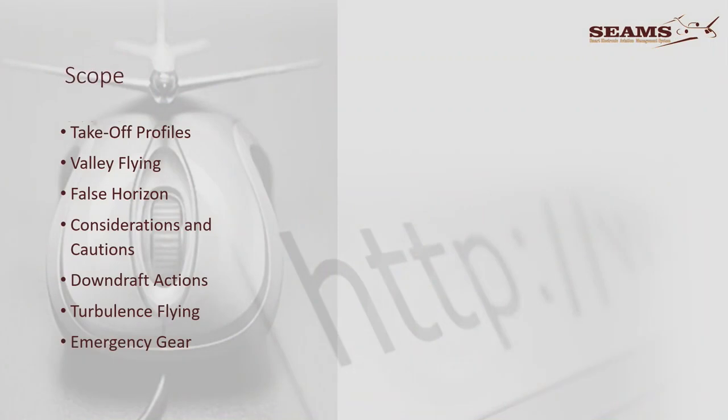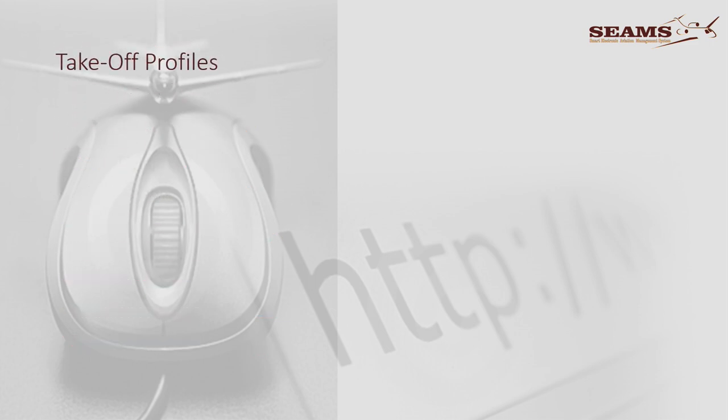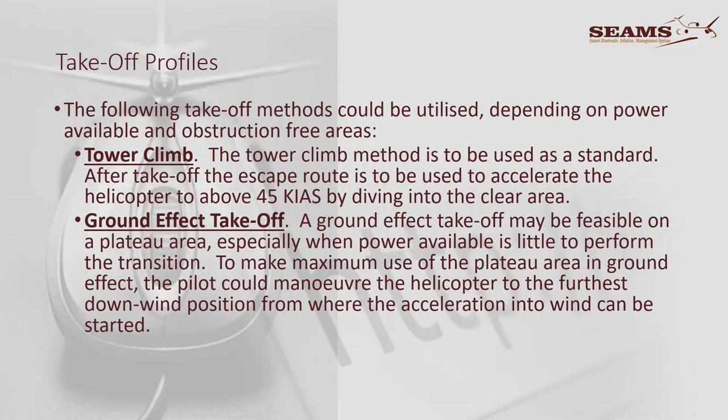Oh my goodness, here we go now with takeoffs, because we've done the landings, but we also got to do this. This looks like a little bit of a longer one, so let's just sit tight. There's a little bit of valley flying. We're going to talk about false horizons, considerations and caution, downdraft actions, what to do when you're in trouble, turbulent flying conditions, and emergency gear. So we're going to have a look at all those individual things. Let's get going with the takeoff profile.